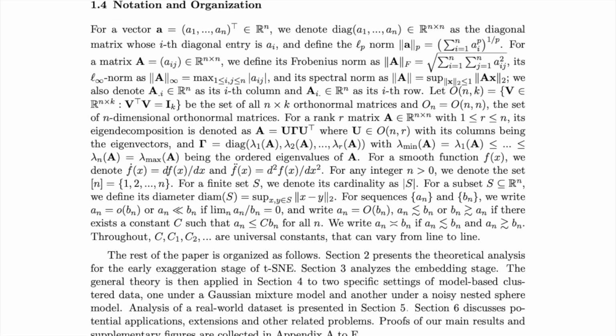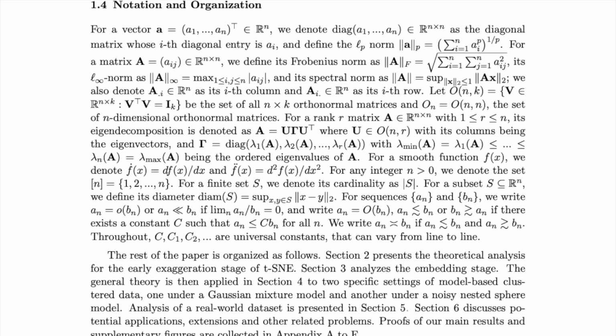1.4 Notation. For a vector a = (a1, ..., an) in R^n, we denote diag(a1, ..., an) in R^(n×n) as the diagonal matrix whose ith diagonal entry is ai, and define the p-norm. For a matrix A = (aij) in R^(n×n), we define its Frobenius norm, its infinity norm as the maximum over 1 ≤ i,j ≤ n of |aij|, and its spectral norm as the supremum over ||x||2 ≤ 1 of ||Ax||2. We also denote a_i as its ith column and a^i as its ith row.